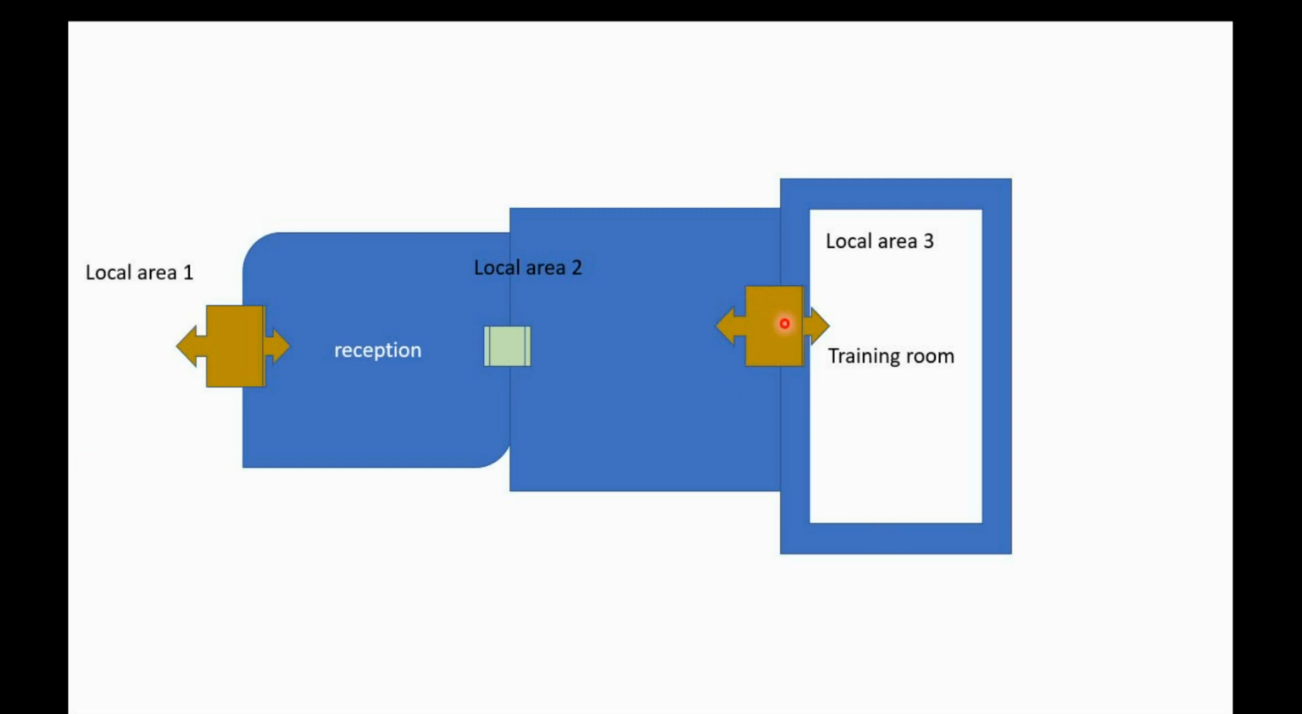Okay, now we're going to proceed. And just to make sure we're clear on what needs to be done, if I am accessing the training room, the question is: where am I coming from? I'm coming from local area 2. So before accessing the training room, I'm in local area 2. After I swipe and enter the training room, I'm in local area 3. That's the situation we're having now.